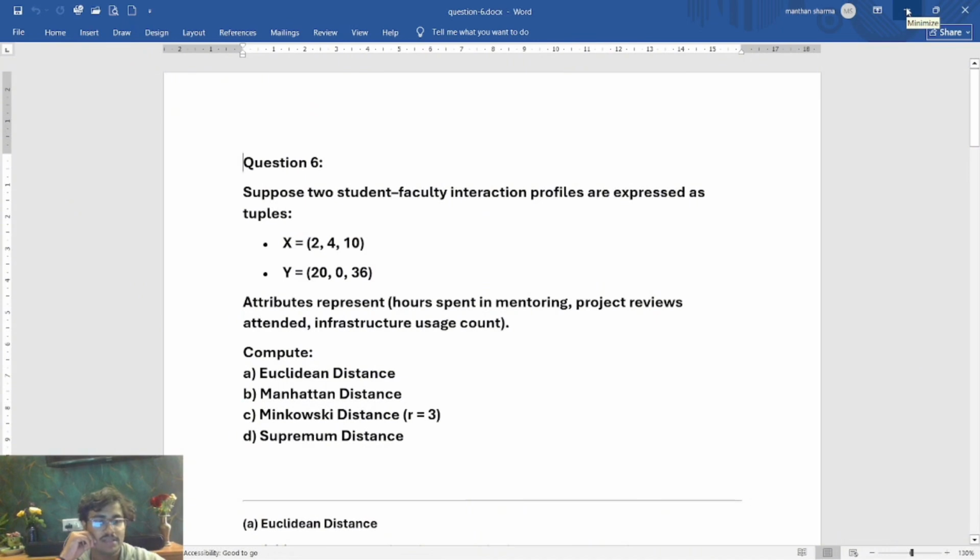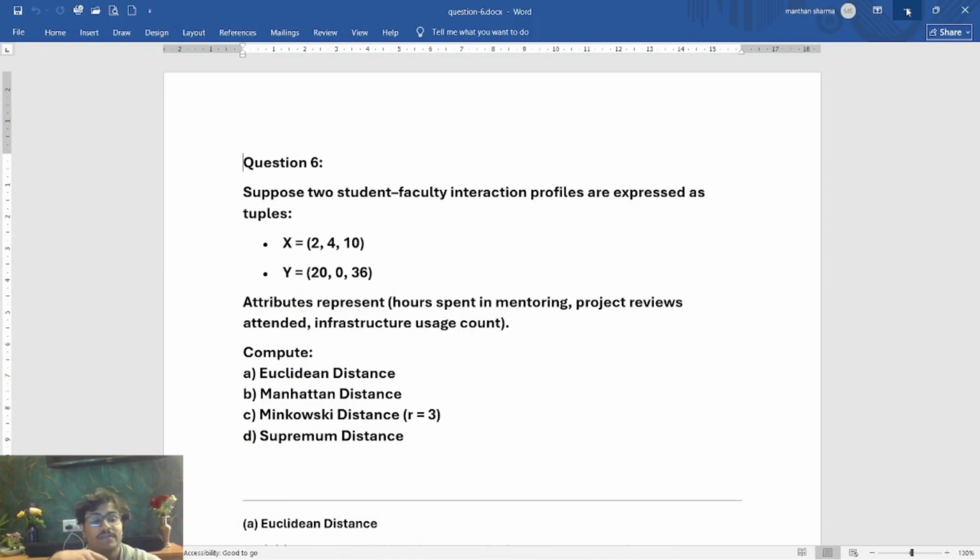On to question number 6. Here we are comparing two student-faculty interaction profiles using different distance measures: Euclidean, Manhattan, Minkowski, and supremum distance. These measures help us understand how different two multidimensional profiles are.